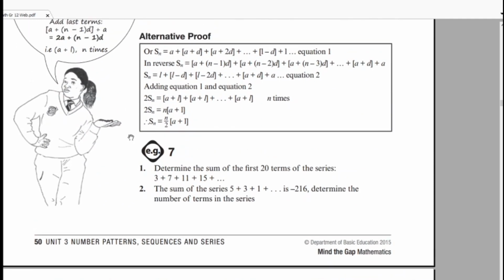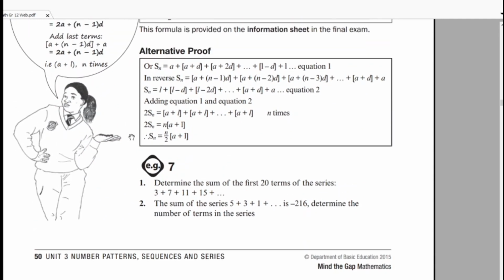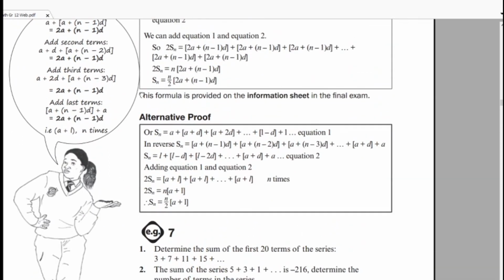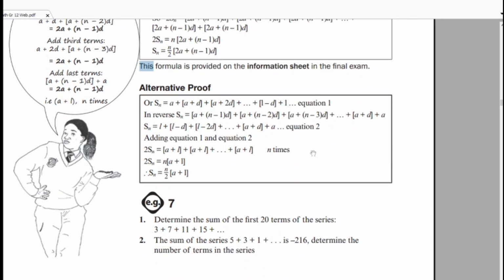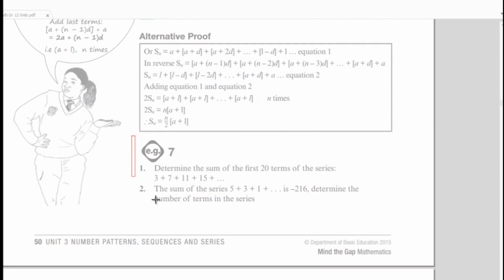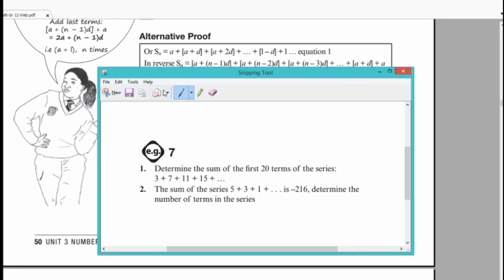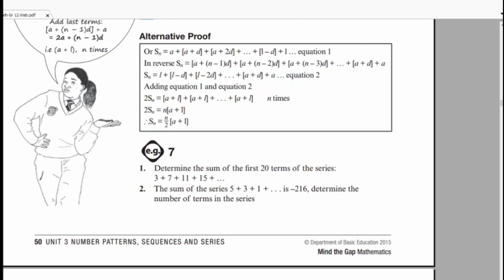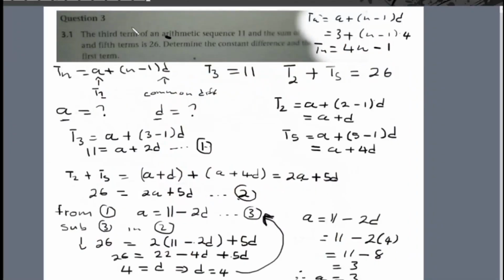Okay, so now that we have a formula for Sn and it is available on the formula sheet, right? I will discuss this example. Okay, so now we'll discuss the example. If the proof confuses you, just let me know, so we discuss it in a separate video. Okay, let us create space for the example.